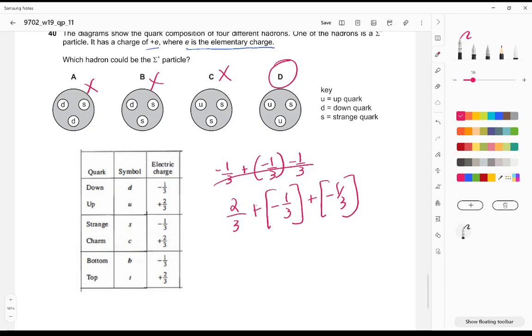You can verify directly UUS. So UU is 2 over 3 plus 2 over 3, minus S, which is 1 over 3. So let's just do it. 2 over 3 plus 2 over 3 minus 1 over 3 is 1. So this makes it happen.